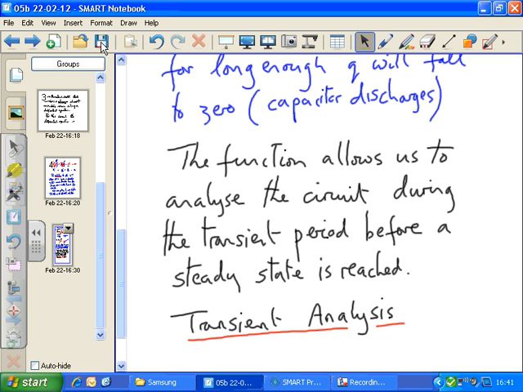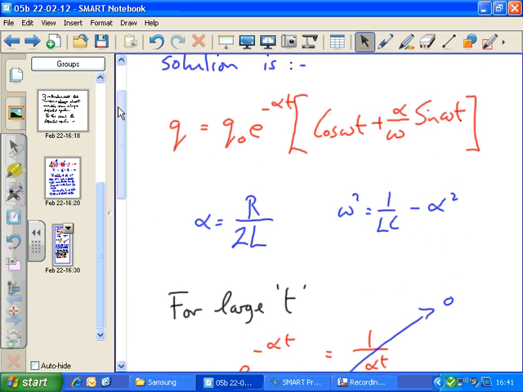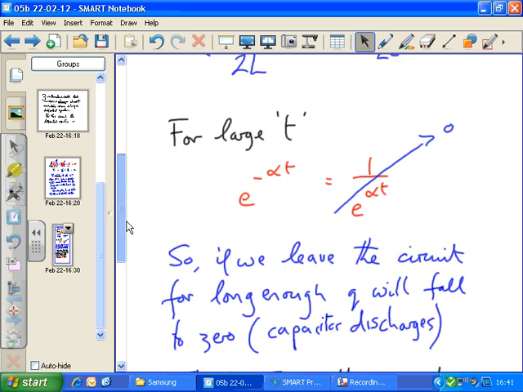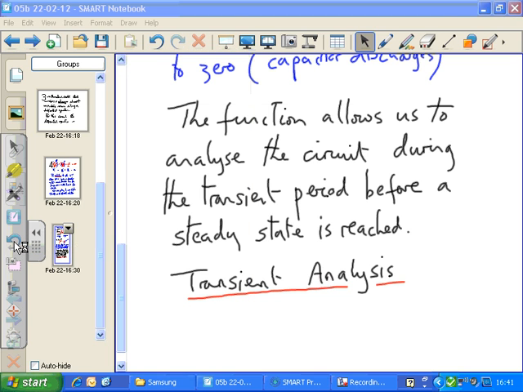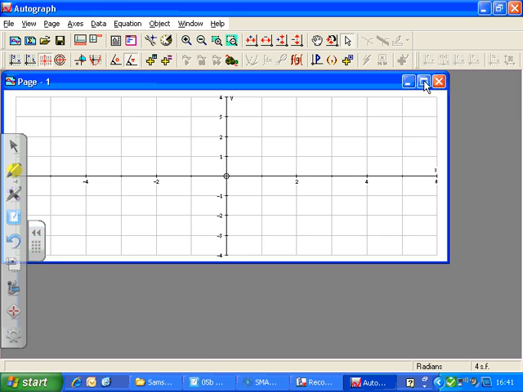And so you're going to get a circuit. You're going to come up with an equation that you're going to solve. You're going to solve it using Laplace transforms, which means you're going to end up with something that looks a bit like that. And then you're going to plot it on Autograph and see what the function looks like. So let's put this function into Autograph. So start Autograph, and then type it in.